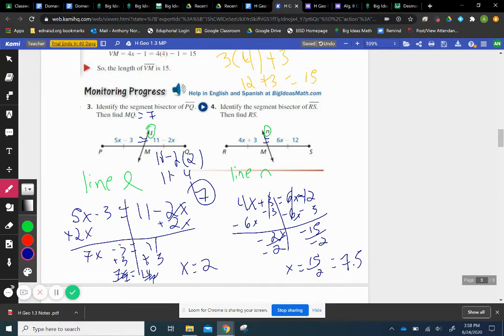I am a fan of fractions myself. So now we've got to find RS. We're going to plug in this x. Where are we going to plug it in? It doesn't matter, it really doesn't. I'm going to pick the left side since we had the right side earlier.